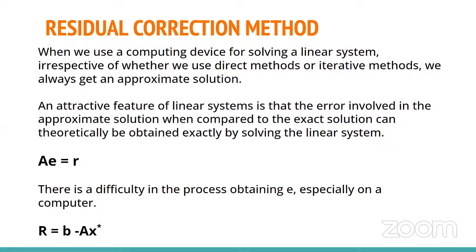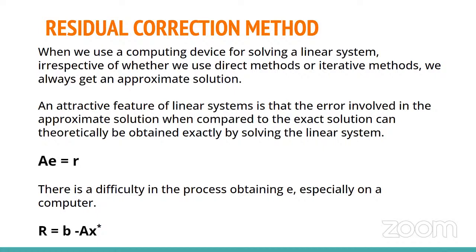As you can see, an attractive feature of the linear system is the error involved in the approximate solution when compared to the exact solution. Remember, the last group that presented a week ago talked about error approximations, so we will still review some of those things as we move forward. What we have here is our A, the square matrix, then the E, which is the mathematical error, and then the R, which is our residual. But we'll know how we got that as we move forward. There is a difficulty in the process of obtaining E, especially on a computer.